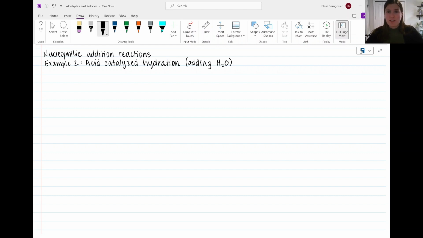In the addition of hydrogen cyanide, we have a basic solution, pH of 9 to 10. When we have an acid present, acid catalyzed hydration, for example, the first step of the reaction will be a little bit different. So let's do an example with a general scheme. So example, and then reaction scheme. We'll use acetaldehyde.